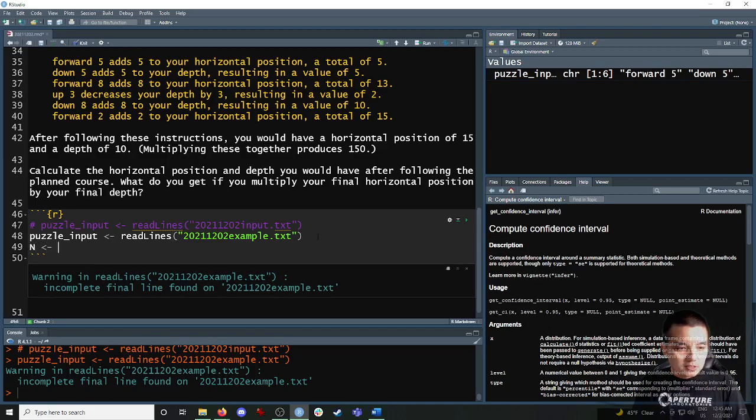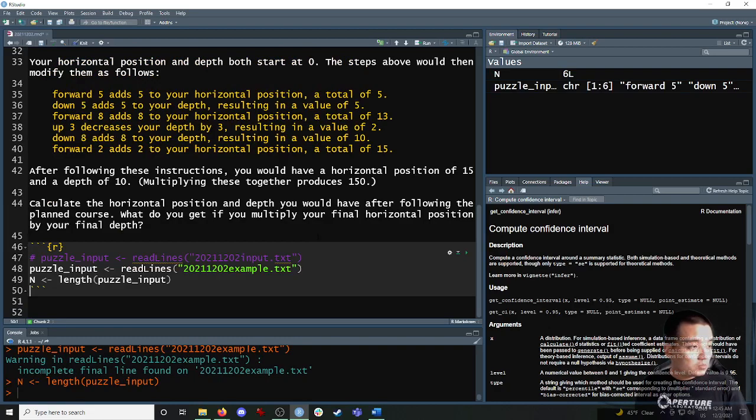I usually use capital N population size to record the length or number of instructions. So N will be 6.